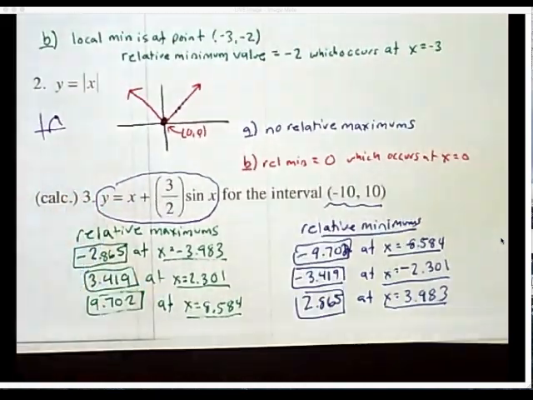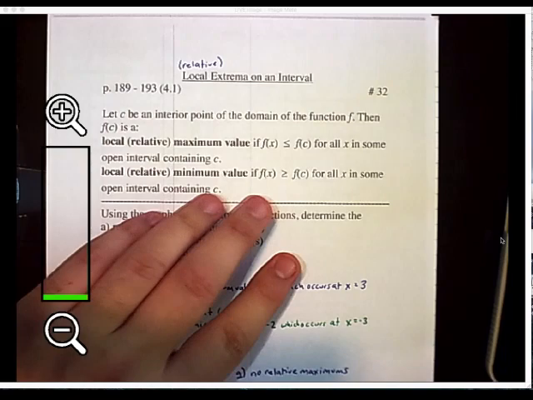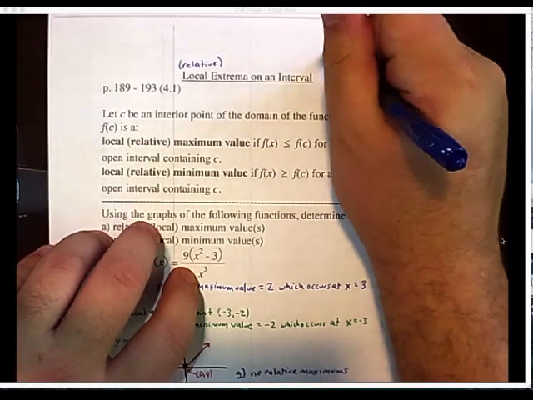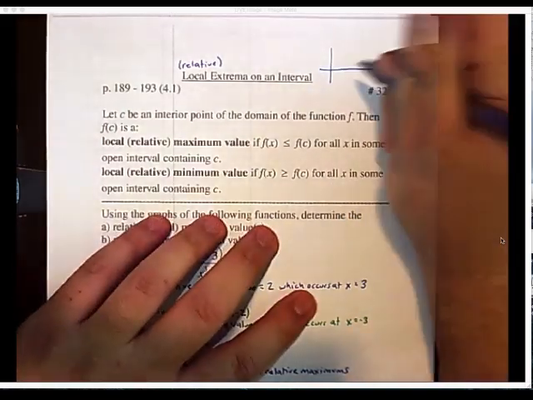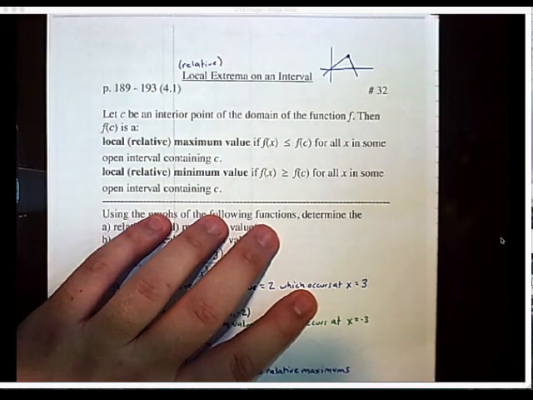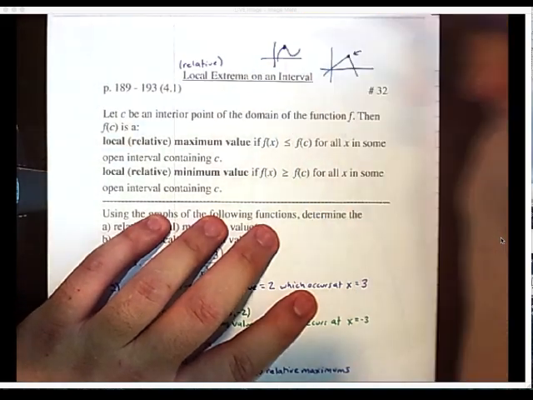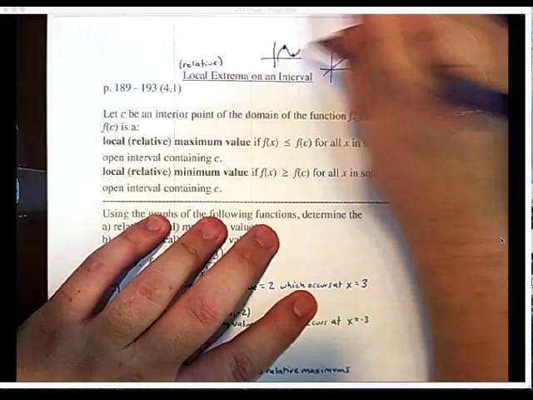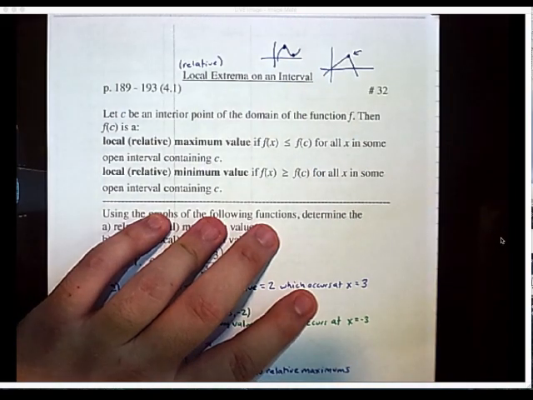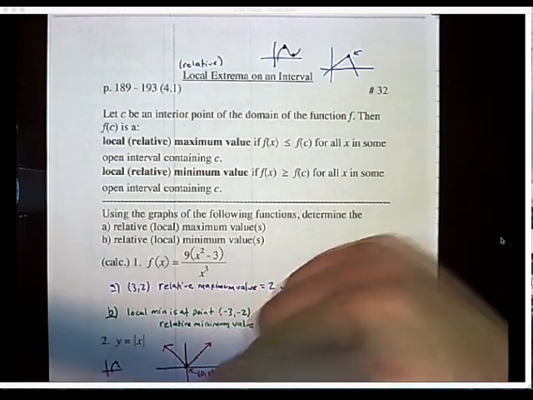So the big takeaway, relative maxes and mins, they're like the humps in the graph. And it doesn't even necessarily have to be a hump. It can just be kind of like a hard corner. So like that's a relative max. That's a relative max. This would be a relative min. So they're the humps in the graph. That's the way I like to think about it.